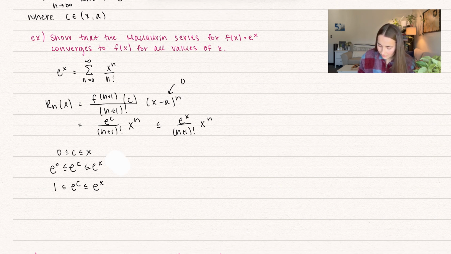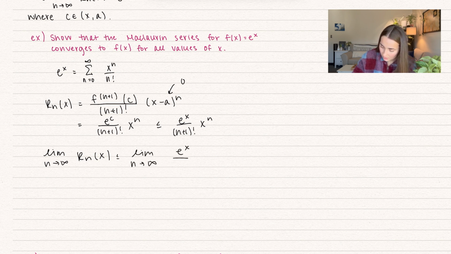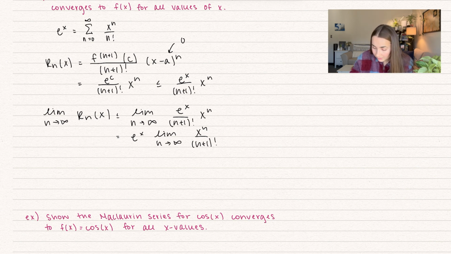So I'm going to erase this right here so we can write out our limit. We have the limit as n goes to infinity of our remainder term, Rn, is going to be less than or equal to the limit as n goes to infinity of e to the x over n plus 1 factorial times x to the n. Now, what are we taking the limit of? The n values. So notice here our e to the x doesn't have any n values, so we can just go ahead and pull it out. So we get x to the n divided by n plus 1 factorial. What do we know about this limit? We know the limit is going to go to 0. Factorials, the denominator, is going to grow a lot faster than the numerator.